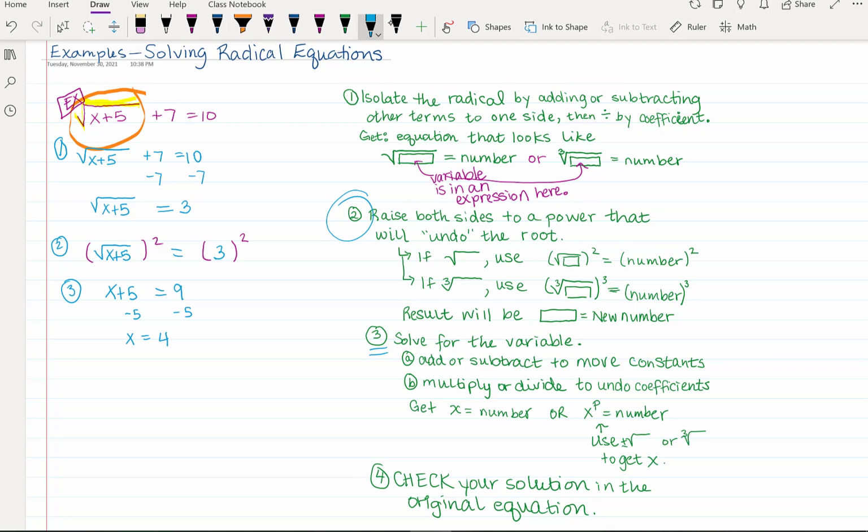Last thing, whenever you're doing a problem like this, always go back and check. Take the value that you've gotten for x, or the variable, in this case I said x equals 4, and check that the original equation works.